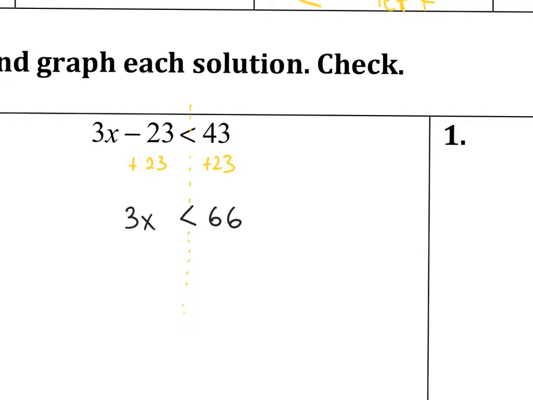Next step, I need to isolate the x by dividing by 3. Notice I'm dividing by a positive. The 3 on the bottom in the denominator is positive, so no alarms need to go off. No switching of my symbol needs to happen, so all I do is straight divide now. X, symbol stays the same direction, and I'm left with 22.